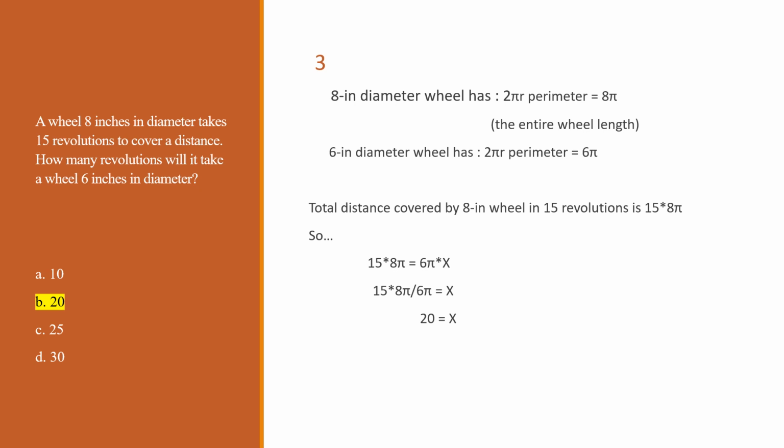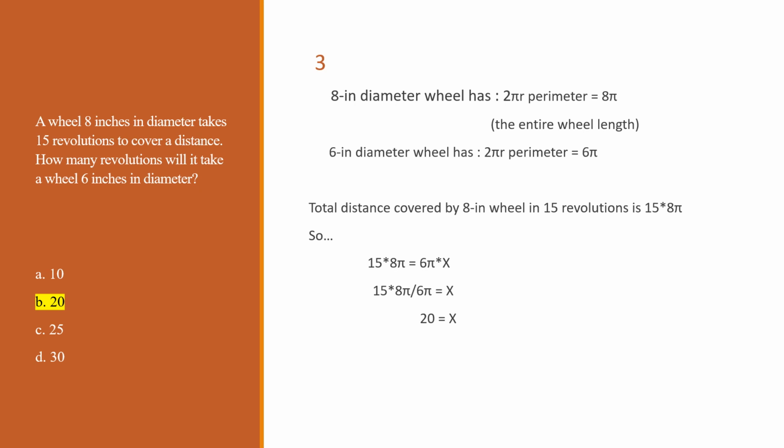Okay, for this example, we will have to remember that an 8-inch diameter wheel will have a perimeter of 2 pi r, or for this case, equal to 8 pi. This will be the length of the entire wheel. Okay, so for the 6-inch diameter wheel, it also has a perimeter equal to 2 pi r, and for this example, that will be 6 pi.